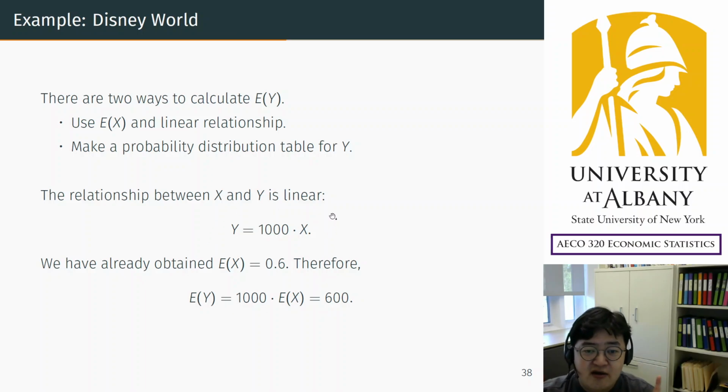But again, this applies only when the relationship is linear. So if you don't know when it's linear and when it's not, then I don't recommend this way. In other words, if you understand what a linear relationship is, then it saves a lot of time.